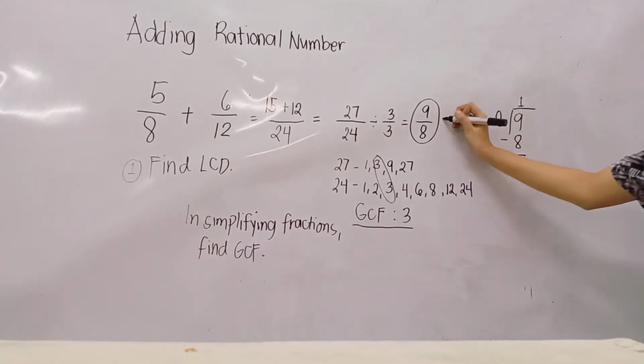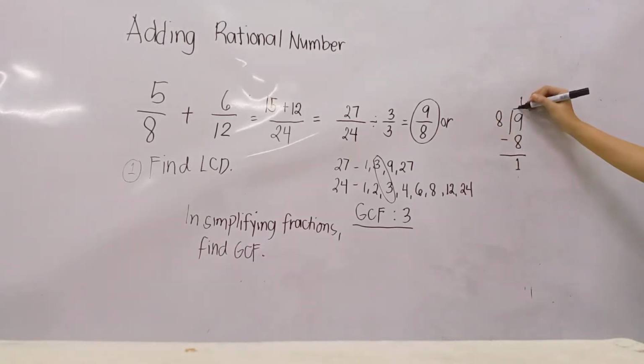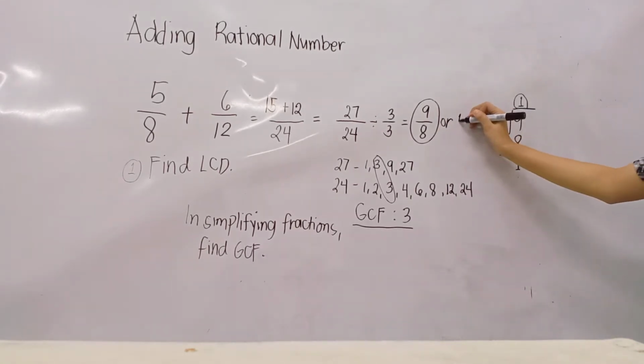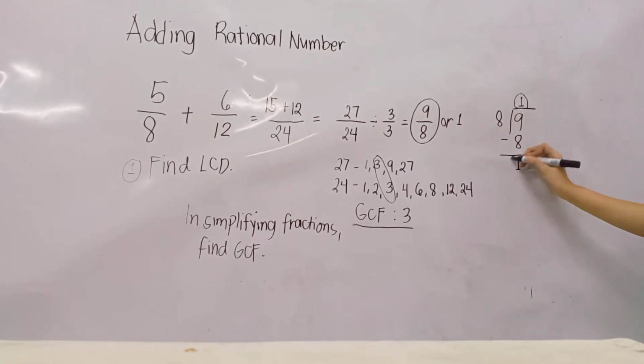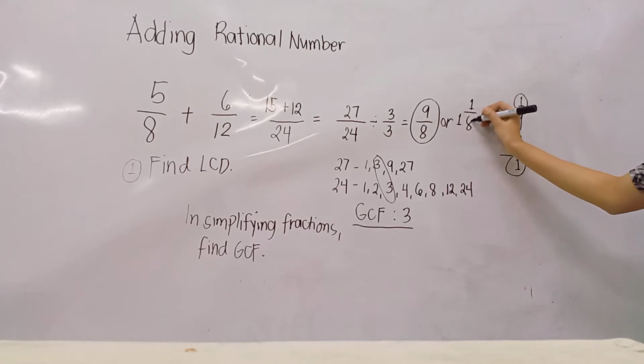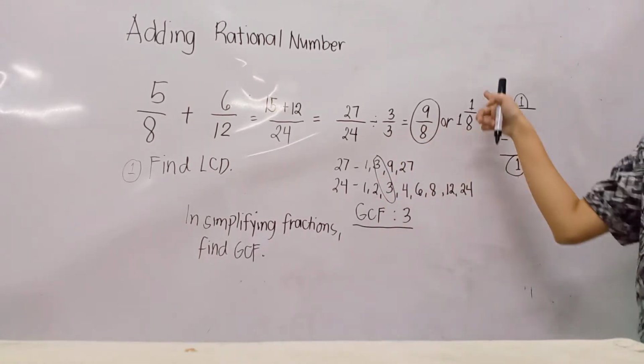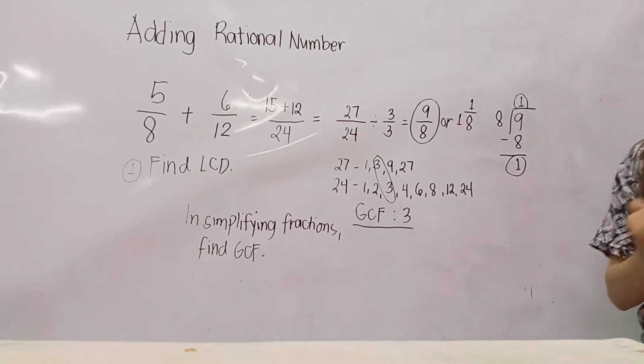Okay? So, the whole number will be the quotient. The numerator is the remainder. And the denominator will remain the same. So, your answer can be 9 eighths or 1 and 1 eighth. They are both correct.